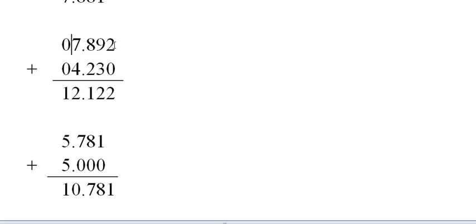Now 7.892 plus 4.230. So you just do the simple addition and keep the decimal place as it is. That decimal point should be in its own place, and it should be in a straight line. So just do the simple addition. 2, 9 plus 3, 12, 1 carried over. So 10, 11, 1, 12, 1, so 12.122, because the decimal point will come in its own place.